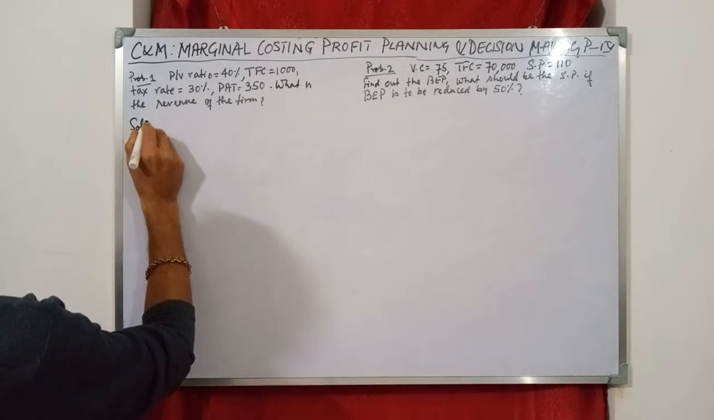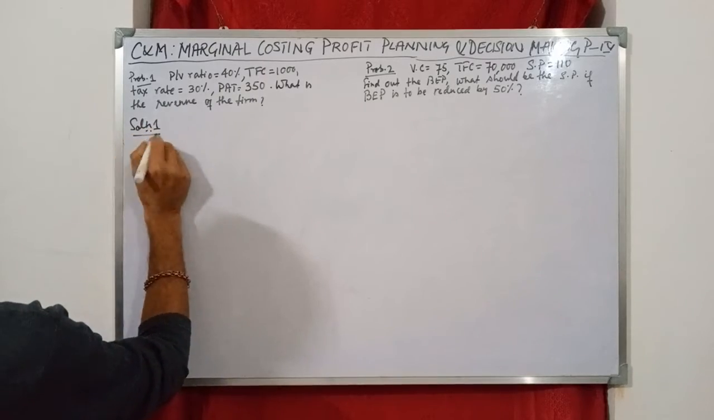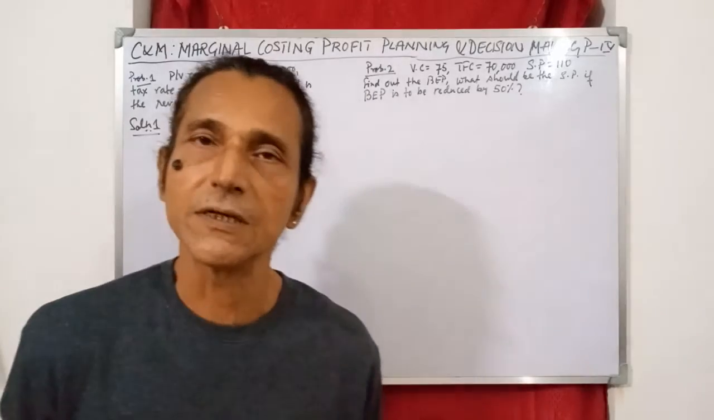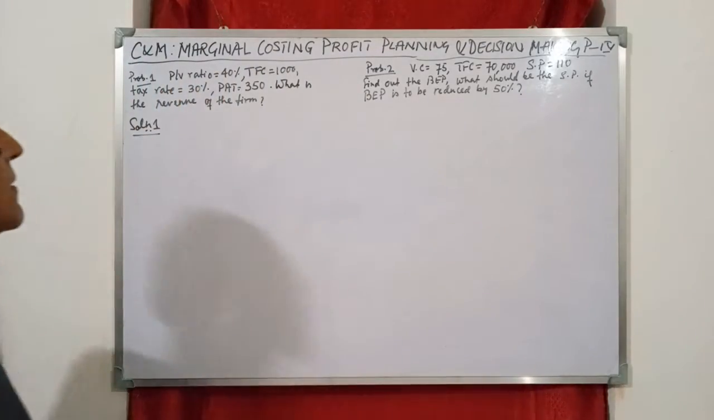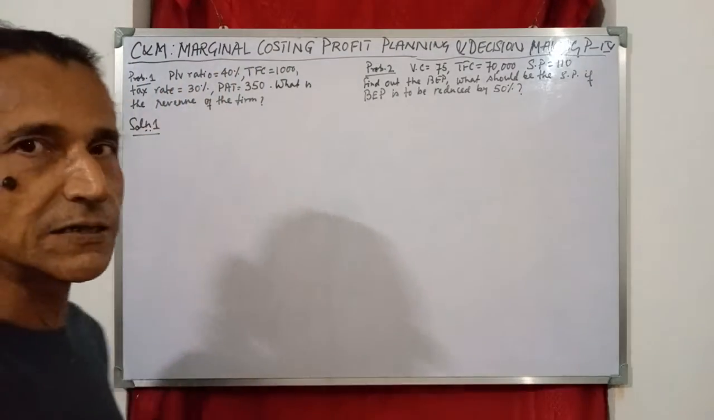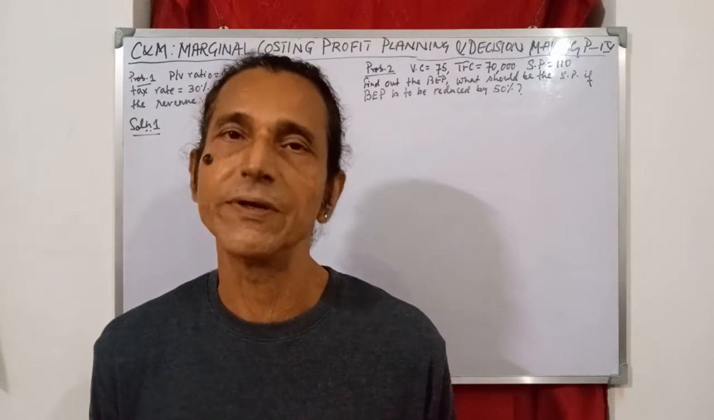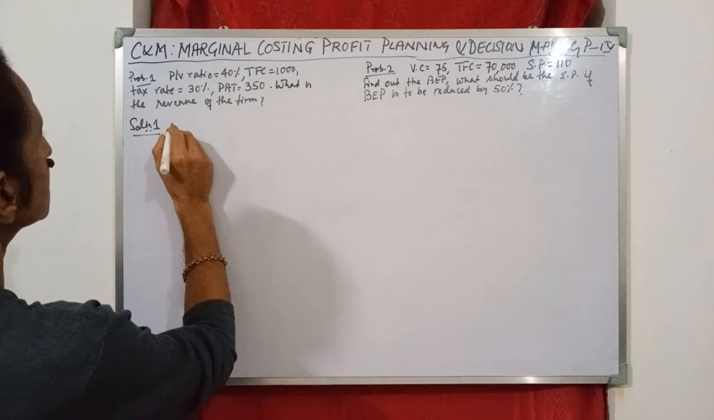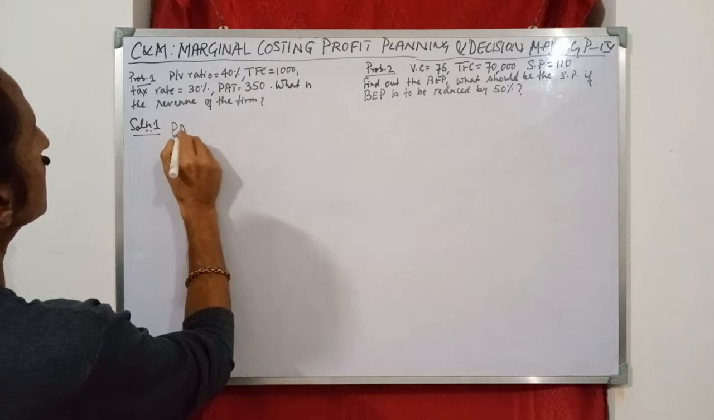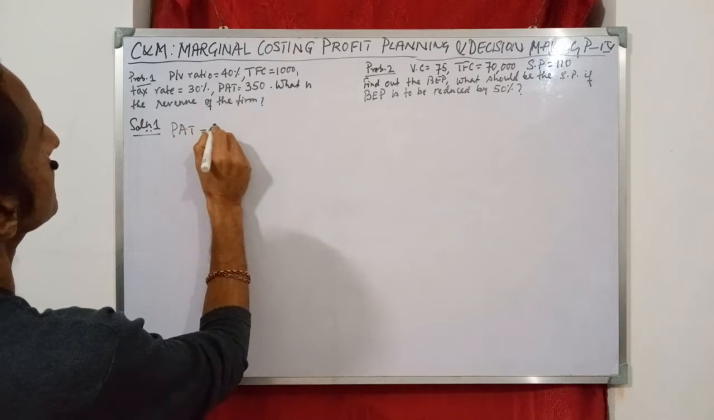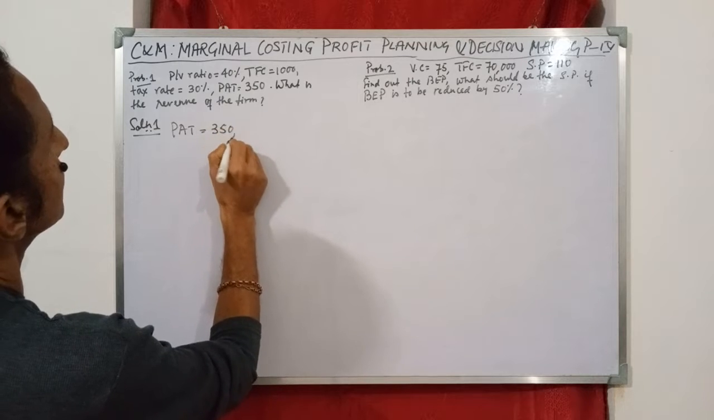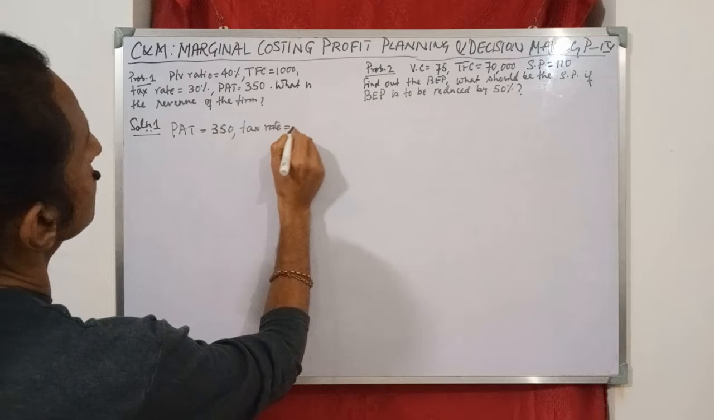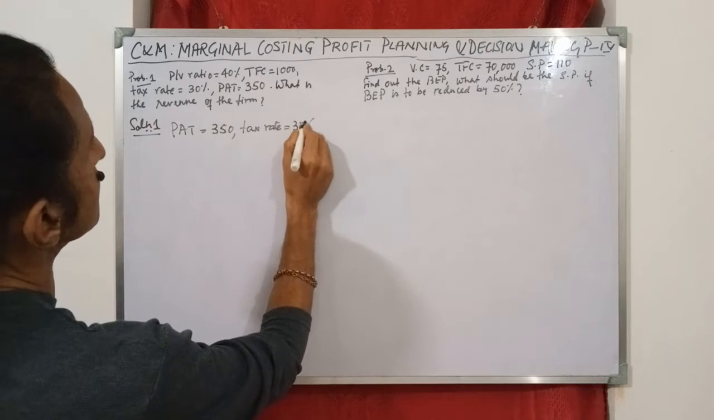So this is solution 1. PV ratio is 40%, TFC is 1000, tax rate 30%, and profit after tax, that is PAT, is 350. So we start with PAT. PAT is 350 and tax rate is 30%.